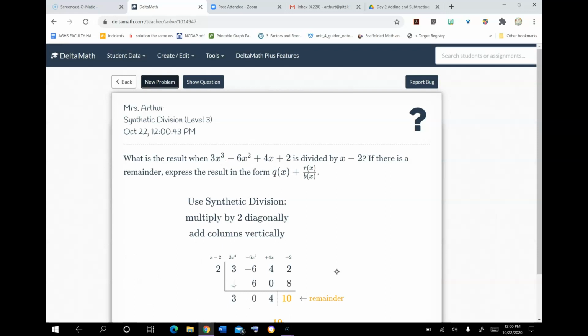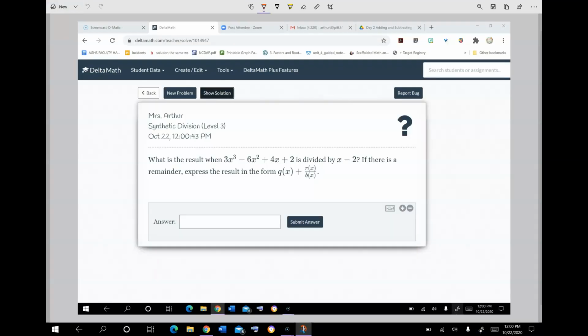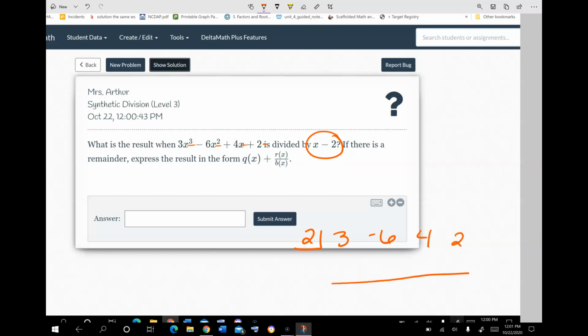All right. So we're going to snip it. All right, so if you look at this one, you got to take your 0, change the sign. So positive 2 goes in the house. Count your exponents. 3, 2, 1, 0. This one doesn't skip anything, so we don't need a placeholder. So we're going to write the coefficients. 3, -6. See how I brought the subtraction down with it? Then 4, then 2. Draw your line.